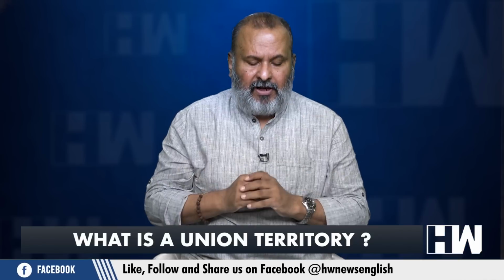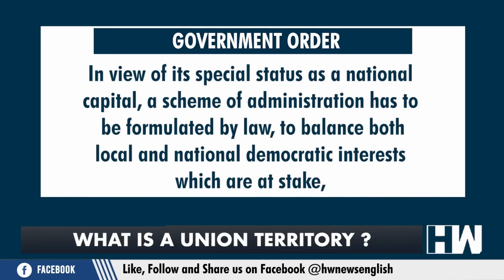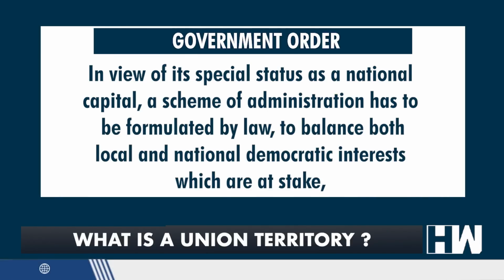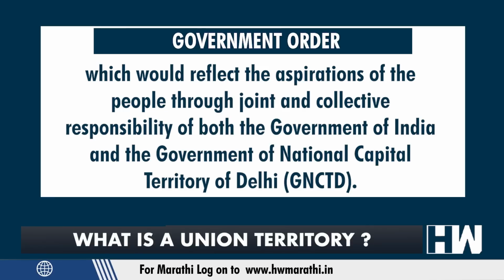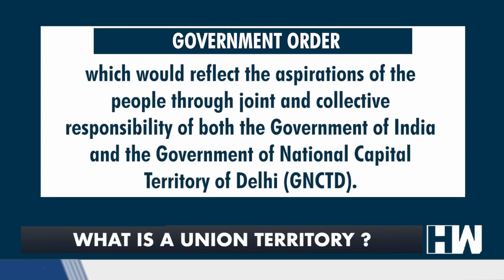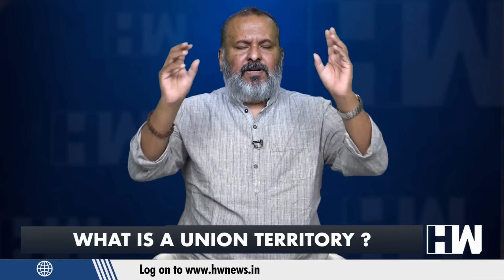According to the government order, in view of its special status as national capital, a scheme of administration has to be formulated by law to balance both local and national democratic interest, which are at stake, which would reflect the aspiration of the people through joint and collective responsibility of both the government of India and the government of National Capital Territory of Delhi, that is GNCTD. This is what the government says.